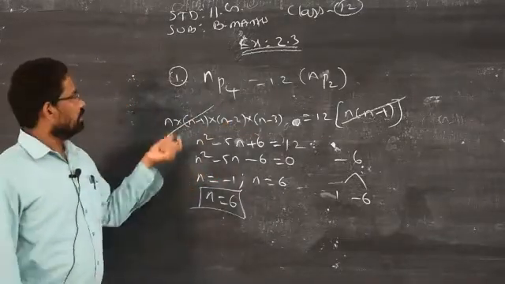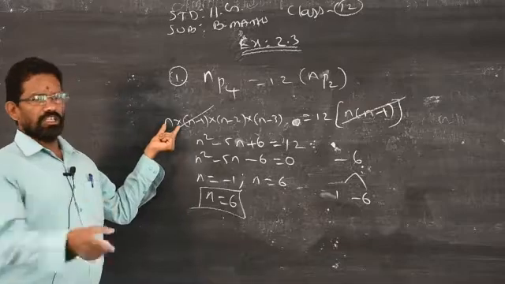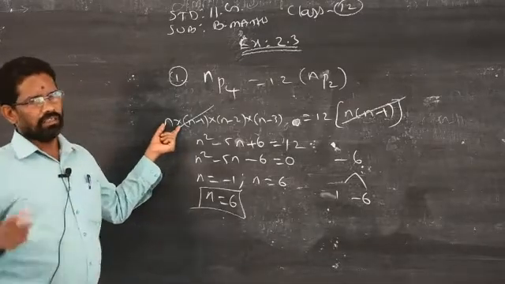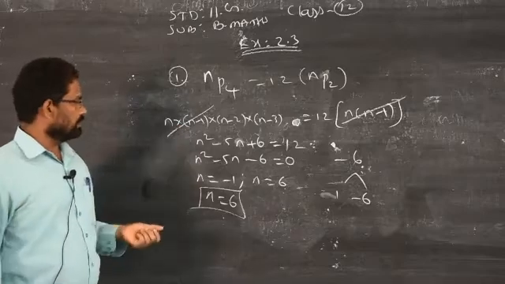In descending order, starting from n. Descending means what? You have to write the numbers in descending order. This we studied in the lower classes.